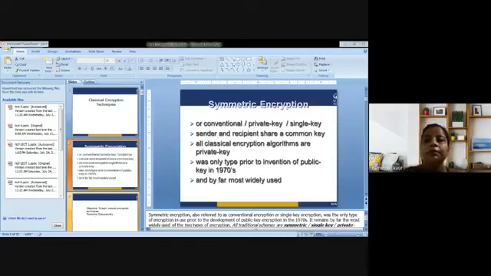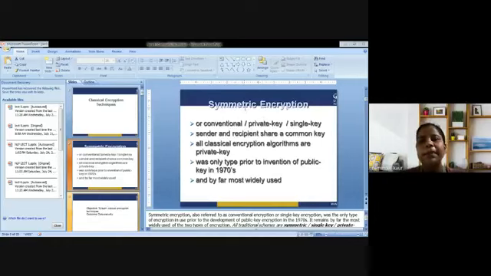So it could be a shared secret between two or more parties, in comparison to public key encryption, which is also known as asymmetric key encryption. Now let's discuss the various types of symmetric encryption that could be there. It could be a conventional private key or single key.